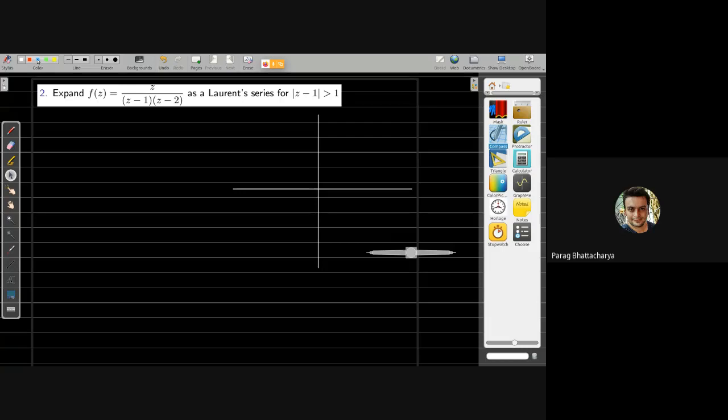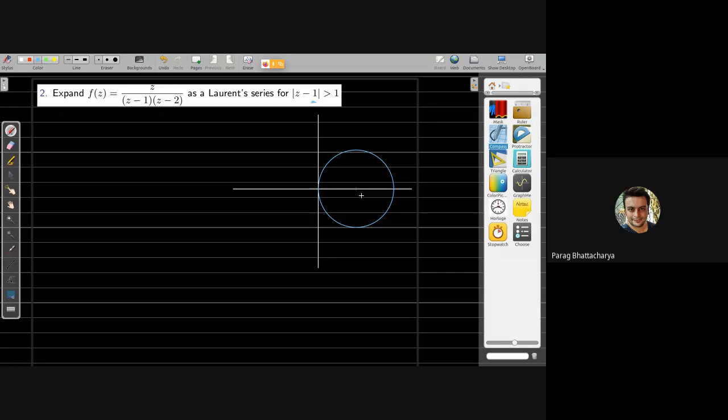So this we immediately know: this is a circle. We are talking about a circle here, and the center of the circle is at z equals 1. This is where the center is. So this is your z naught, the center of the circle.